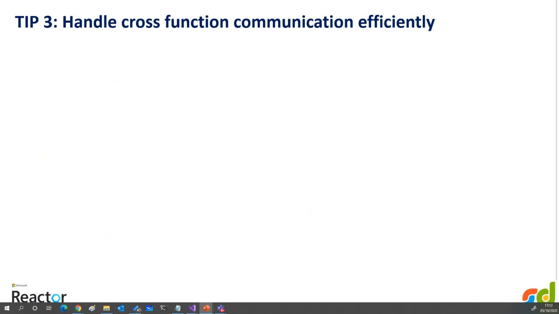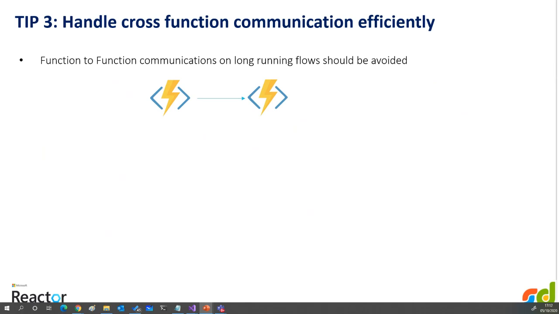Another tip is to handle cross-function communication efficiently. If you have two functions that communicate, and this communication is a big process that occurs many times, it's not recommended to do direct function-to-function communication. In many scenarios, it's much better to handle this, for example, by using queues.